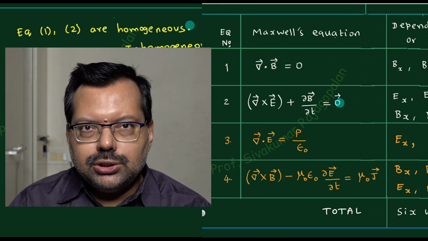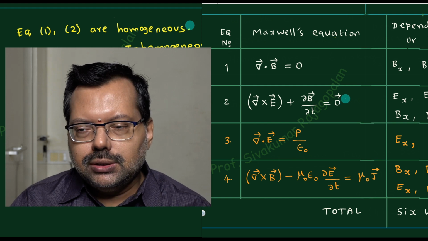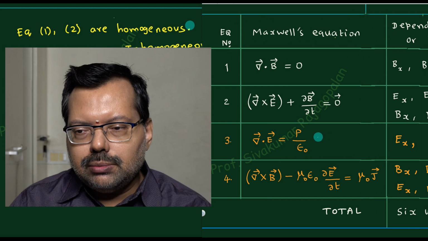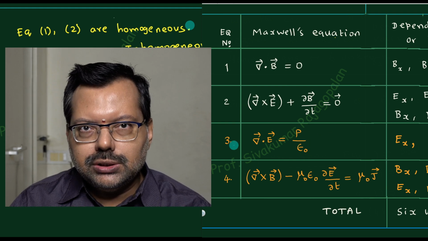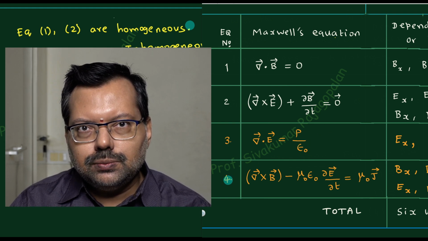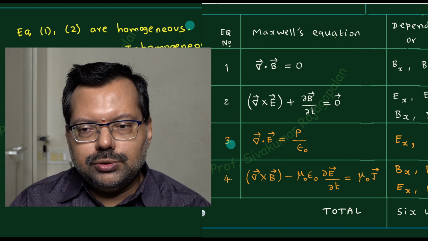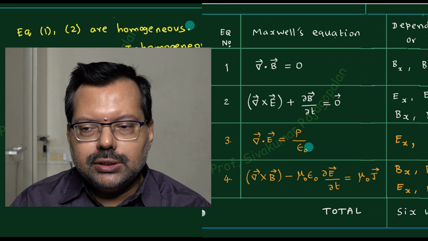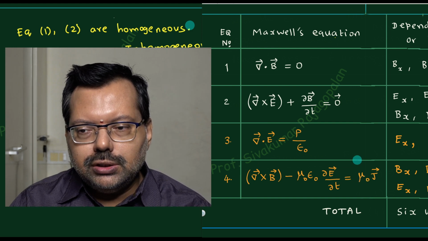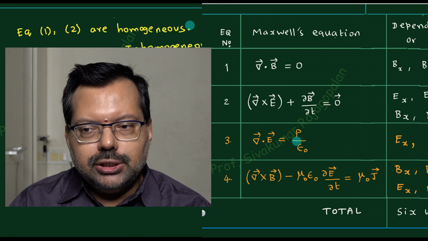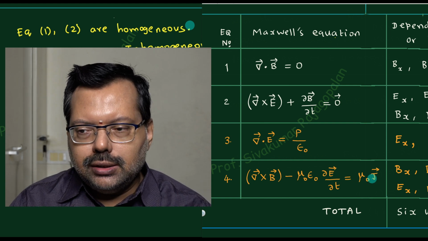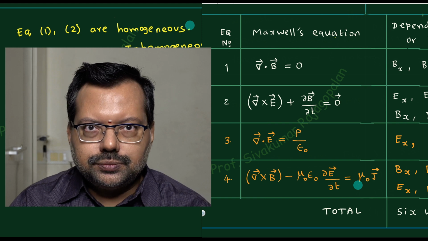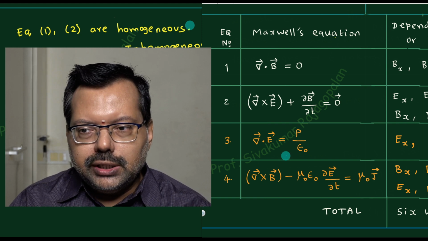So equation number 1 and 2 are homogeneous differential equations, and therefore they are reasonably simpler to solve when compared to the inhomogeneous equations, which are equation number 3 and 4. So that is why 1 and 2 are kept as the homogeneous case, and the last 2 are kept as the inhomogeneous. Within the inhomogeneous, the third equation is somewhat easier, and the most complicated equation is written down at the end. So that is how it is arranged.